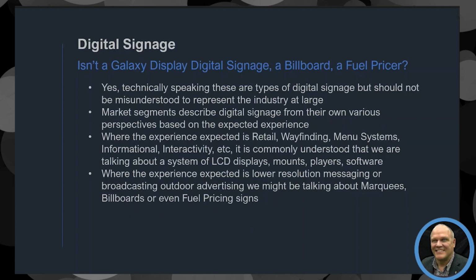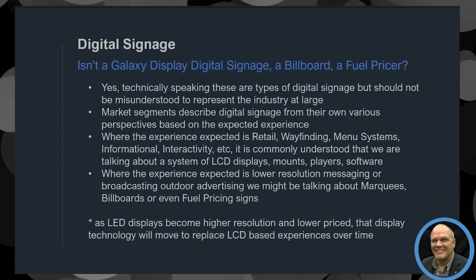We at Daktronics help sell both, and that's an advantage, but it requires us to also understand the differences between an LED versus an LCD-based system. So as a note, as LED systems or displays become higher res and lower priced, that display technology will move in and replace LCD-based experiences over time.